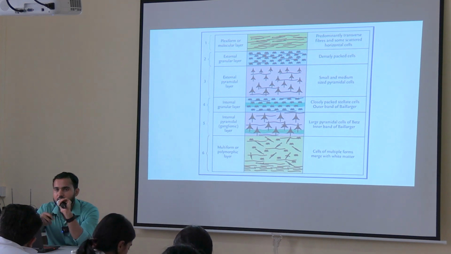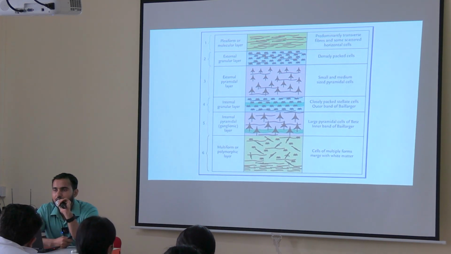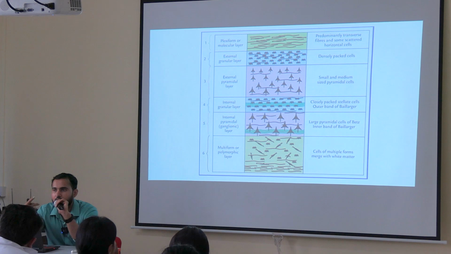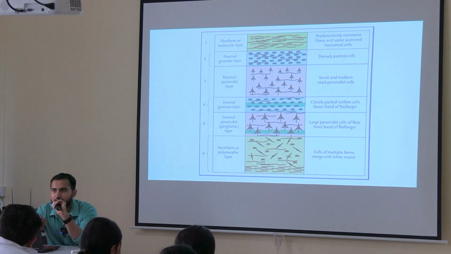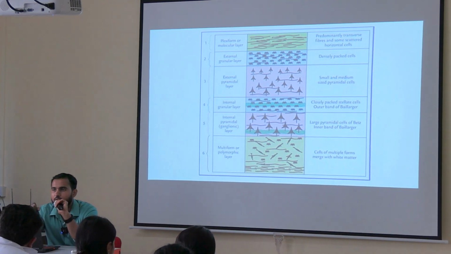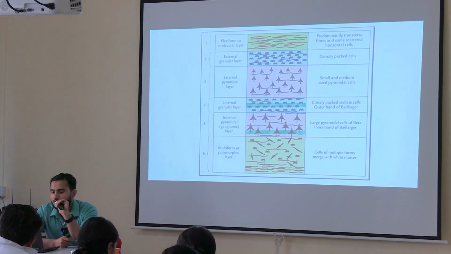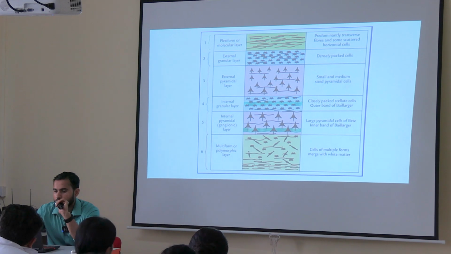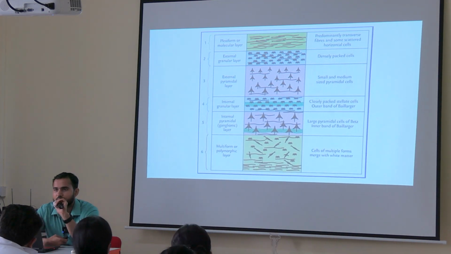Next to that, the deepest layer is the multiform layer. In the multiform layer, different types of cells are present. For example, fusiform cells are there, Martinotti cells are there, stellate cells are there. Like this, different forms of cells are present in the multiform layer. So we have encountered different types of cells.